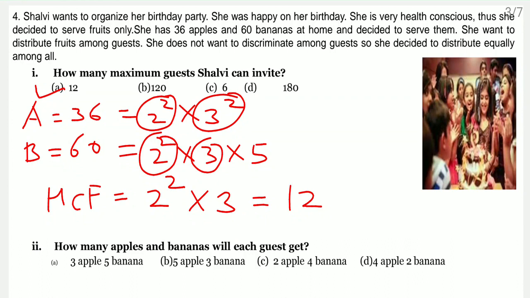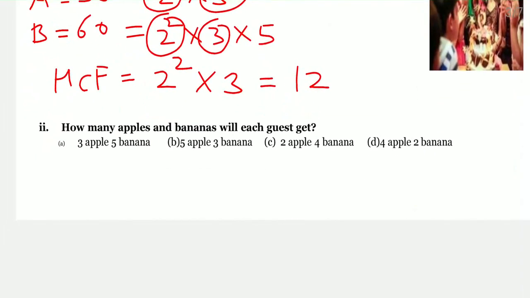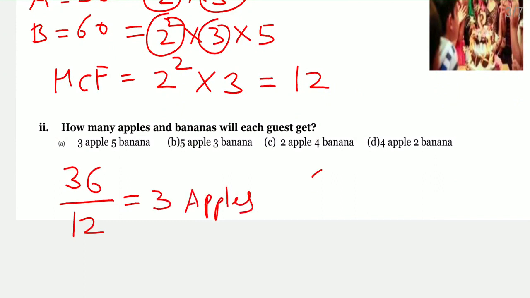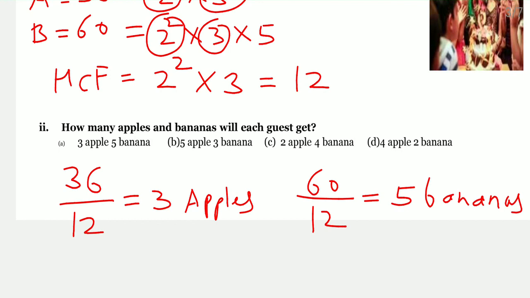Come to the second question. How many apples and bananas will each guest get? So, here she has 36 apples. And how many guests are there? 12. So, every guest will get 12 threes are 36, so 3 apples. Okay. Now, 60 bananas are there and 12 guests. So, 12 fives are 60. So, 5 bananas. Okay. So, which option is the correct one? 3 apples and 5 bananas. Option A is correct. So, each guest will get 3 apples and 5 bananas.